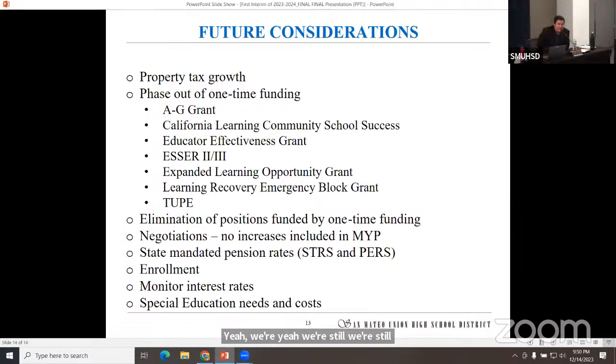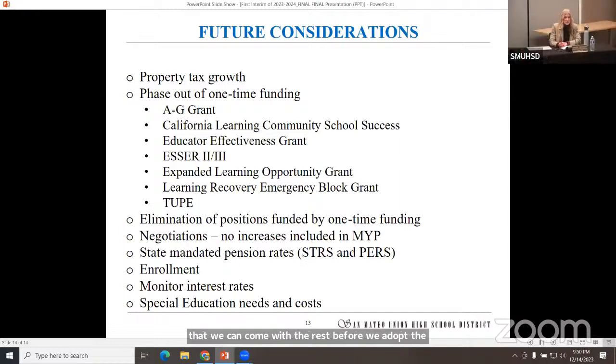We're hopeful that we can come up with some easier options. We've done most of the heavy lifting to get to $1 million, but Superintendent Booker and I are confident that we can come up with the rest before we adopt the budget next year. I appreciate your effort to maintain those positions that are so important to our schools. Thank you. Are there any other questions or comments?